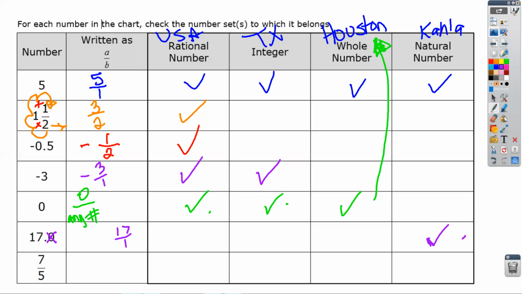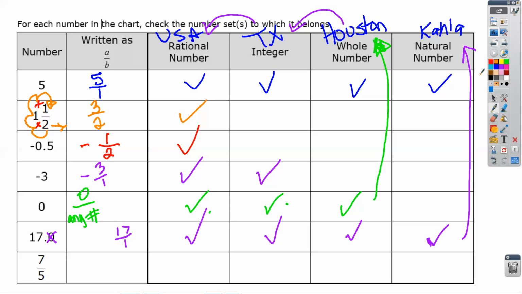Now, remember, that means I'm at Kayla. Is Kayla in Houston? Yes, so a natural number is also a whole number. Is Houston inside of Texas? Yep, so whole numbers are integers. And is Texas inside of the US? Yep, so therefore integers are also rational.